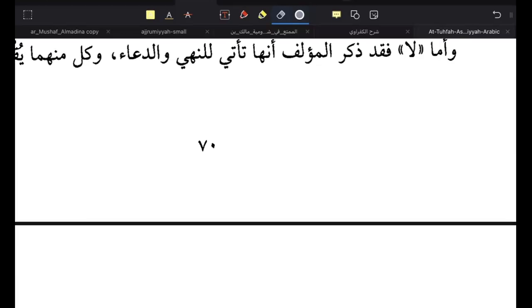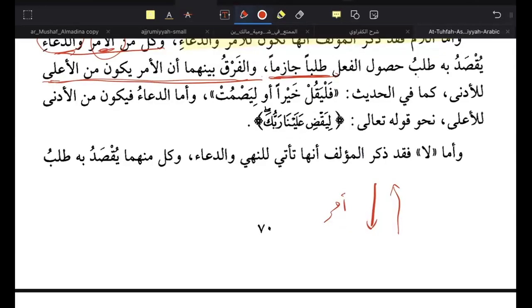So if it's coming from the top down, then it will become a command. Okay? If it's coming from the bottom up, then it will become dua. And if it's from the same level, then it will be a suggestion. It's automatic, right? Allah is saying something, asking us to do something, it's a straight command. And every time we say, Ihdina sirat al-mustaqim, we're directly using a command verb to Allah. Ihdina, guide us. You understand? So what's happening right now?